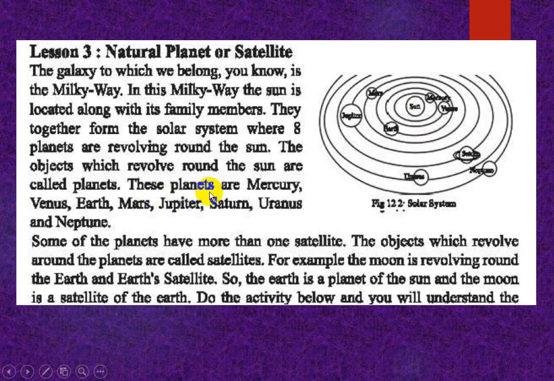Okay, Mercury, Venus, Earth, Mars, Jupiter, Saturn, Uranus, and Neptune. These are the 8 planets. Some of the planets have more than one satellite. The objects which revolve around the planets are called satellites. For example, the moon is revolving around the earth, so earth is the planet of the moon and moon is the satellite of the earth.